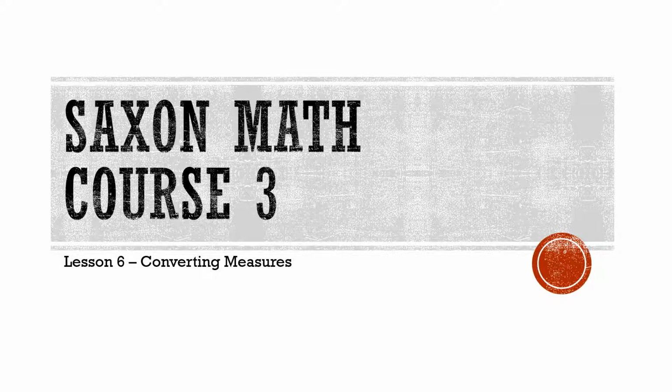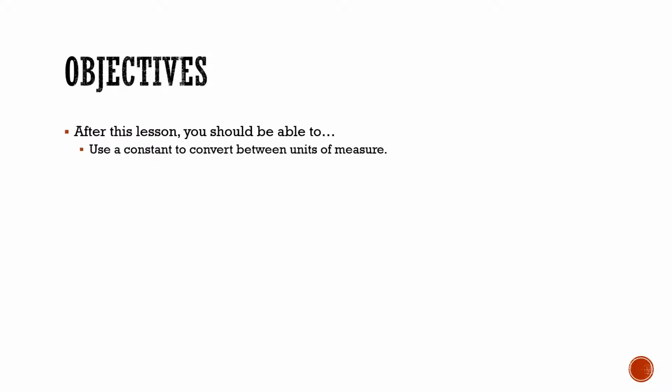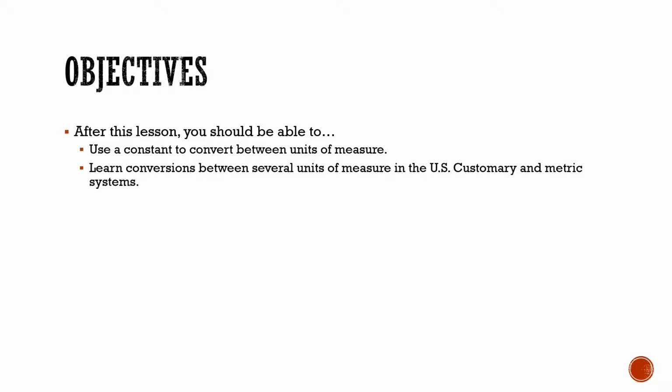Welcome to Saxon Math Course 3, Lesson 6, Converting Measures. Our objectives for today's video: after this lesson you should be able to use a constant to convert between units of measure, and learn conversions between several units of measure in the U.S. customary and metric system. Some review from our last lesson.